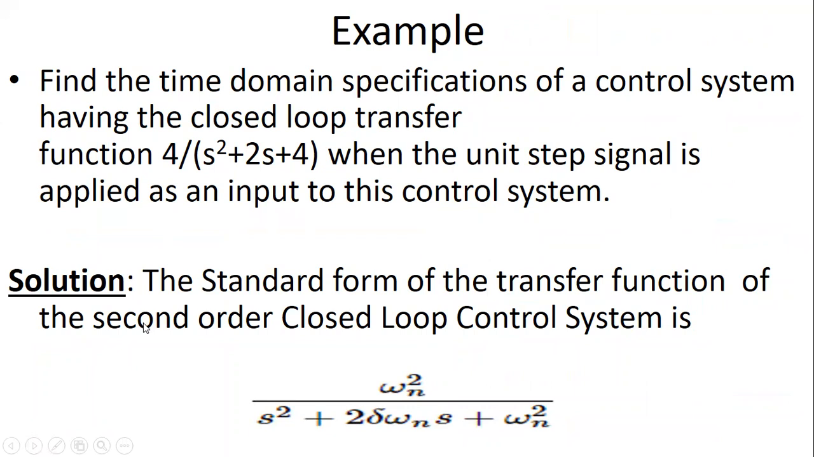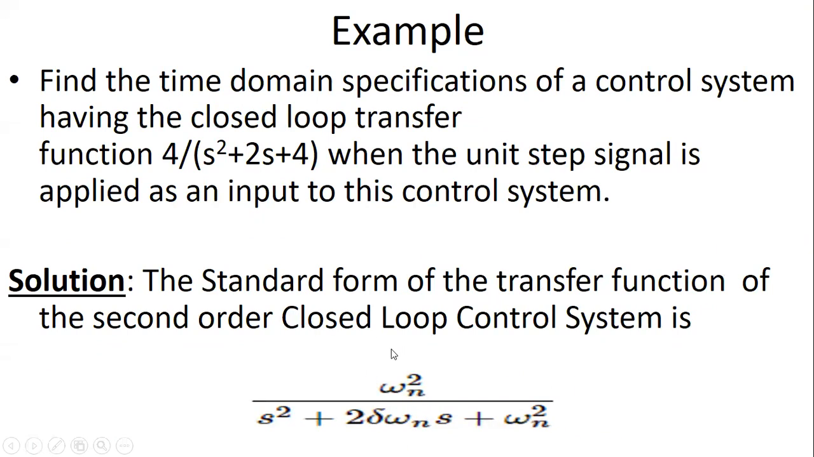Now the solution to this is we have to get the standard form of the transfer function of the closed loop system. For this, we get omega n square over s square plus 2 zeta omega n s plus omega n square. Although it is termed as delta, let's understand this as zeta, because zeta is the damping ratio which is most commonly used. But here, for the sake of it, we are just putting it as delta. We can always understand delta as the damping ratio. Omega n is the natural frequency of the system.